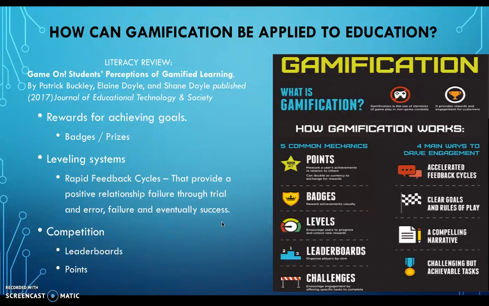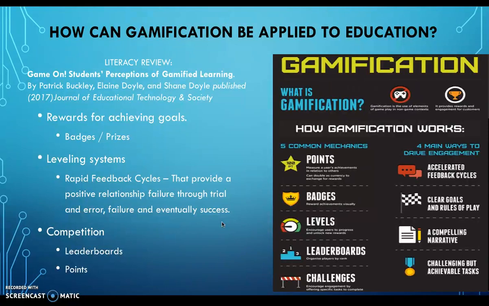In order for students to master the lessons through the gameplay, there must be a positive relationship with failure. The game must encourage trial and error, failure, and eventually success through practice, experience, reflection, and learning. And this is all part of that rapid feedback cycle. Now, leveling systems supply the necessary rapid feedback cycles by ensuring that the students interact with challenges and other students at a level relative to their own ability.